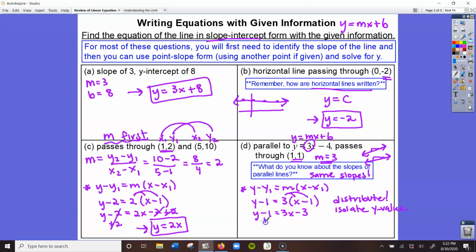So that means I'm going to add this 1. And now our y is going to equal 3x minus 2. And this is the equation of that line. In the next slide, we're now going to practice a few more of these.